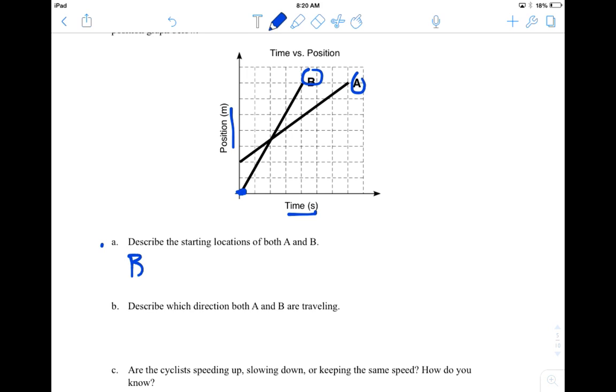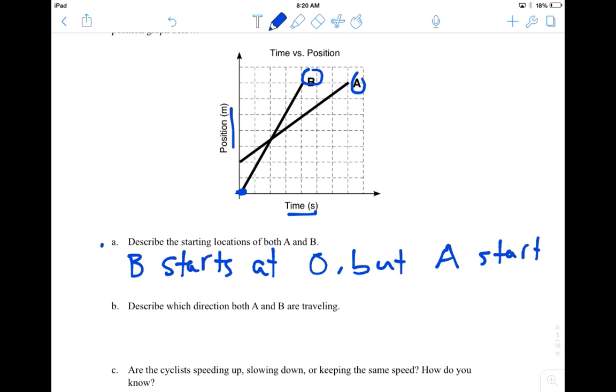So I'm going to say that B starts at 0, but A starts ahead of B. We know that B starts at 0, but A is going to start a little bit out ahead. I know you're tempted to say A starts at 2, but we don't know how this is scaled. There's no numbers on it. So let's not say that A starts at 2. Let's just say that A starts ahead of B.